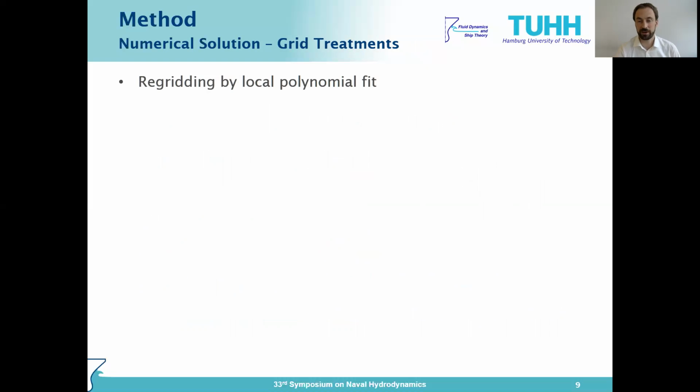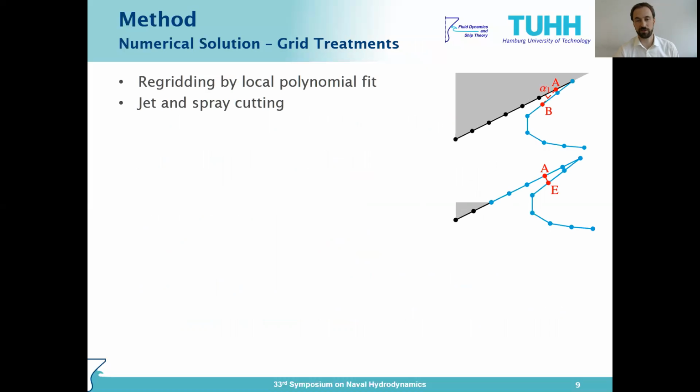Treatments of the numerical grid are quite essential to perform the computations presented here. First of all, we use regridding of the free surface, for which the same polynomial fit as for the computations of the gradients is used. And also we use jet and spray cutting. That is, thin jets and spray are removed from time to time from the fluid domain by cutting it off and simply linearly interpolating new nodes between the cut nodes as needed. This makes the solution more efficient and more stable, and even possible in some cases.